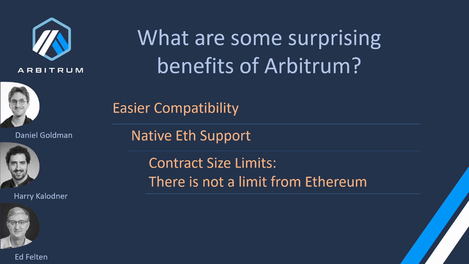Another benefit is the contract size limit. If you deploy your contract on Arbitrum, the contract never needs to be executed on Ethereum, so Ethereum's contract size limit doesn't affect us at all. There's no limitation from Ethereum on how many bytes your contract can be, like there would be if you had to actually deploy and execute that contract on layer one, like in Optimism's containerization approach. So that's definitely one.